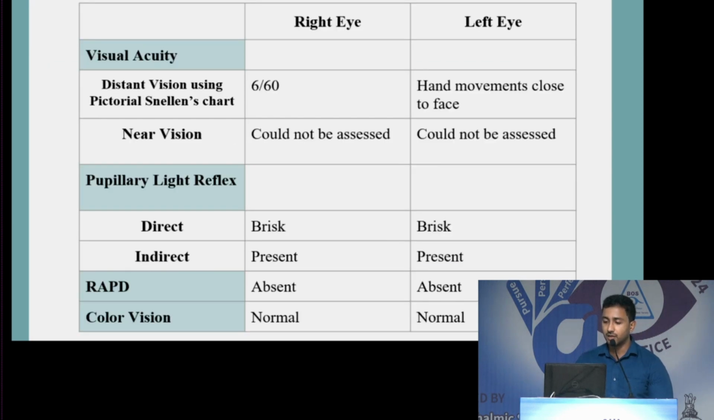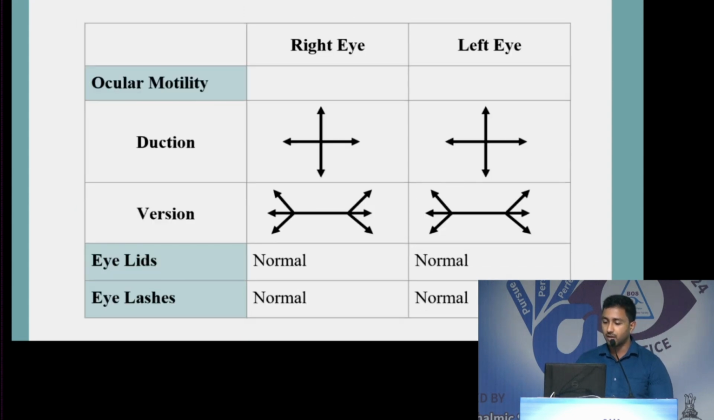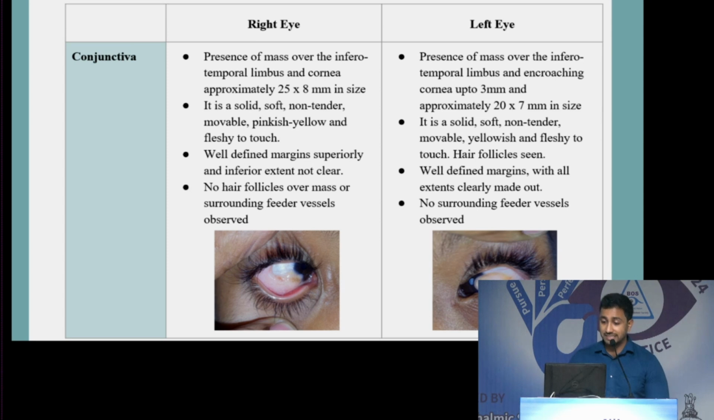Coming to vision, visual acuity in the right eye 6/60, left eye hand movements close to face, and the rest of the examination was normal. Coming to the conjunctiva, there was a mass present over the inferior temporal limbus and cornea, approximately 25 by 8 mm in size. It was solid, soft, non-tender. Superior margins were well defined, and the inferior extent was not very clear. There were no hair follicles over the mass or surrounding feeder vessels.